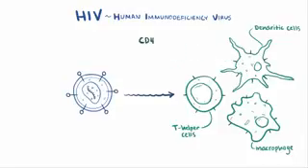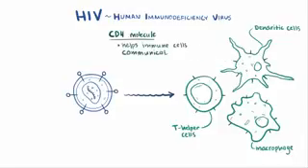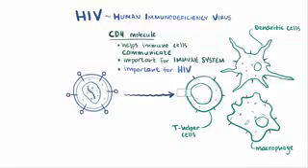The CD4 molecule helps these cells attach to and communicate with other immune cells, which is particularly important when the cells are launching attacks against foreign pathogens. So this little molecule is pretty important for our immune system. But it's also extremely important for HIV.